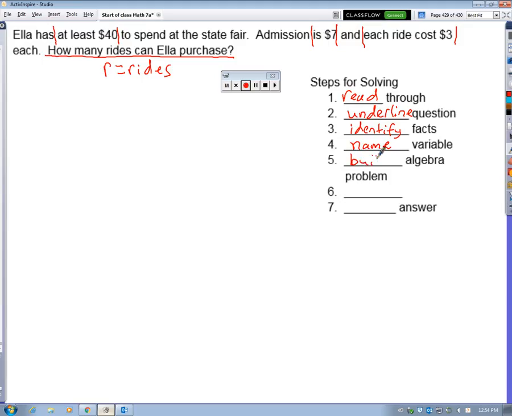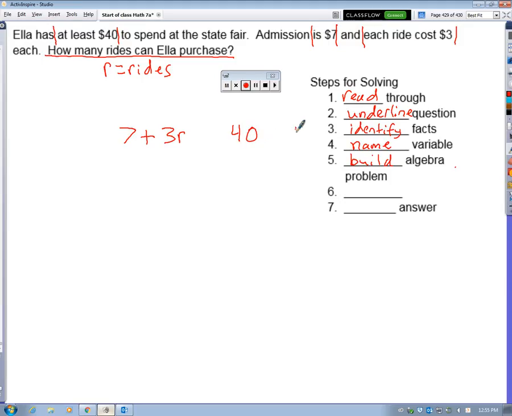Now we're just going to build the algebra problem. Over here we're going to have the total that we're going to get to. We know she has at least $40, so we're going to put $40 over here, and then over here we're going to show the math that is going to get us to this total of $40. The math: admission is $7 that she has to pay, plus she's going to pay $3 for each ride, so it's going to be 3 times R, and that's going to get us $40.